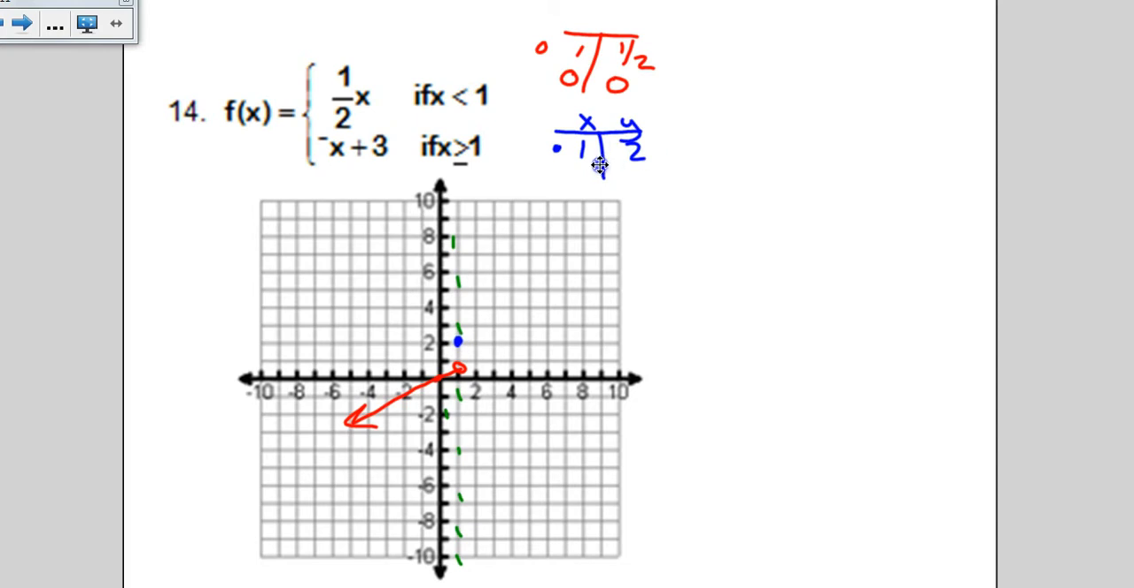And then I have to pick something to the right or bigger than 1, so I'm going to pick a 2. If I plug that in, I get negative 2 plus 3, which is a 1. So at the point 2, 1, I have another point. I'm going to go ahead and connect these pieces. And there's your piecewise function. It's very important you watch out where an open circle and a closed circle are located.